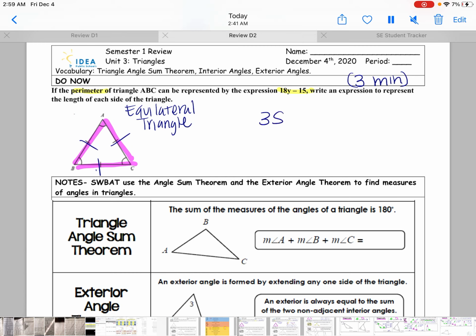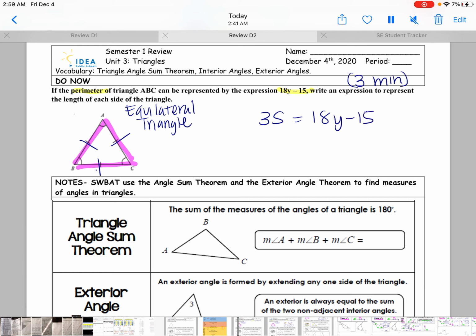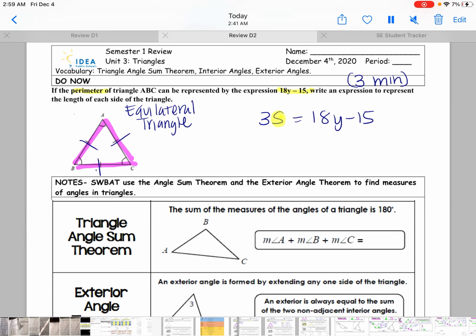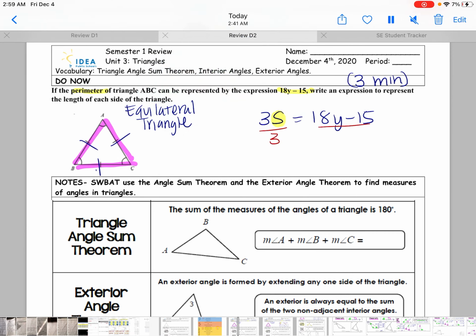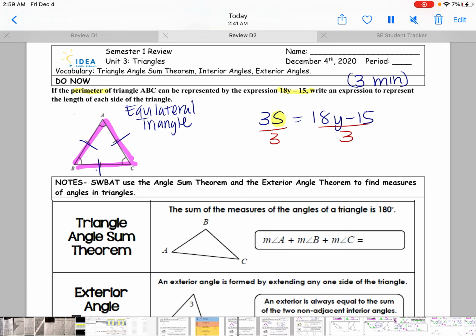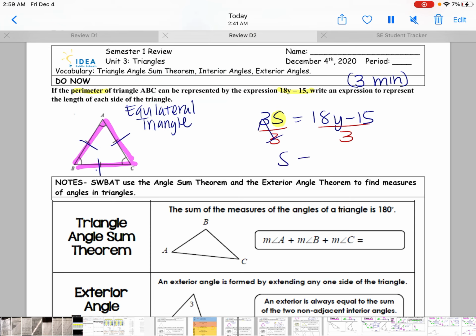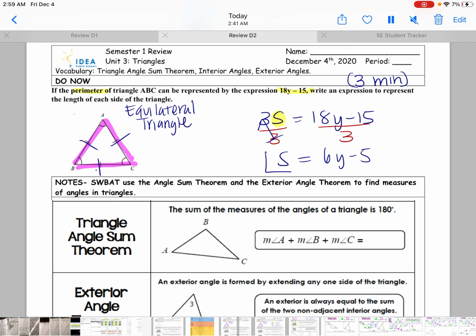So we can set up the equation 3 times the same side equals 18y minus 15. Because we're solving for s, we need to get rid of that coefficient by dividing by 3. And so we get side equals 18 divided by 3, which gives me 6y, and negative 15 divided by 3 gives me negative 5.